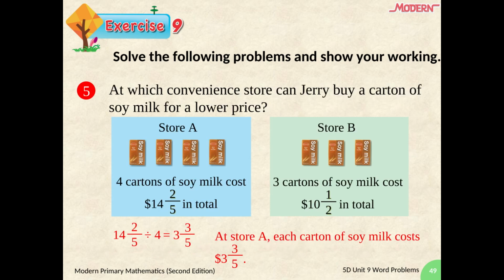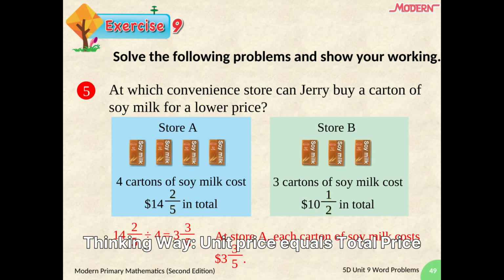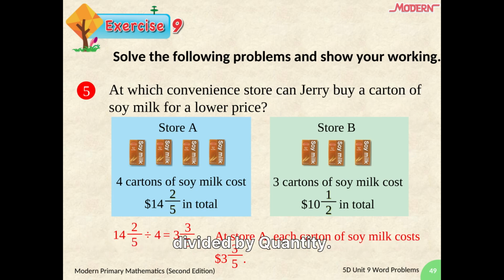Page 49, Exercise 5. Jerry needs soy milk. At Store A, 4 cartons cost $14 and 2/5. Let's find the price of just 1 carton. Thinking way. Unit price equals total price divided by quantity. So 14 and 2/5 divided by 4 cartons. Convert that mixed number first. 14 times 5 is 70, plus 2 is 72. 72 fifths times 1/4. Simplify 72 and 4. 72 divided by 4 is 18. Now we have 18 over 5. Easy! Know how. 18 over 5 is 3 and 3/5 per carton. This is our baseline price.